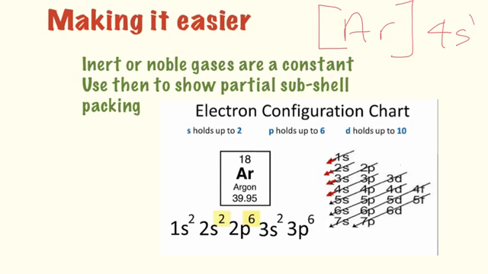If the question though asks for a complete electron configuration, you have to write all of them out. If it just asks for an electron configuration, you can get away with using the abbreviated or condensed one.